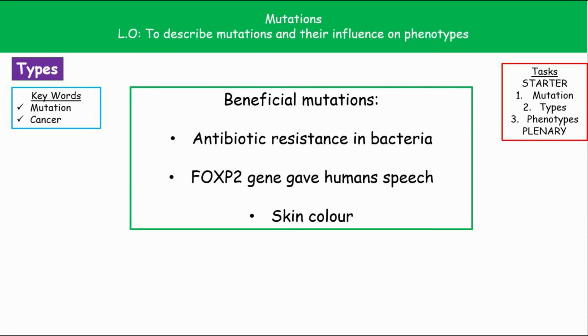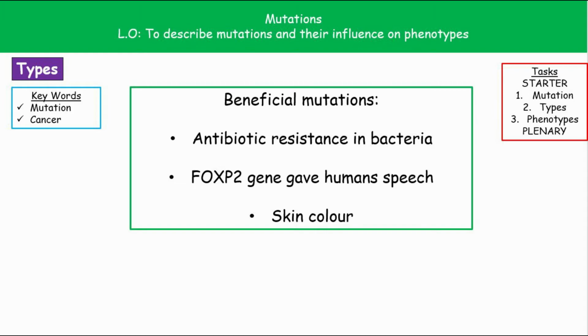The third type of mutation we've got are those that are beneficial. Now, if we consider one example that's not in humans first of all, so something that occurs in bacteria, we've got that mutation for antibiotic resistance. So that means that bacteria now won't be killed by the antibiotics that we take to get rid of them. So it's beneficial to the bacteria, not so much for us. Second one is the FOXP2 gene, and this was a mutation that allowed us to be able to speak. So if we hadn't had the mutation in the FOXP2 gene, we would not be speaking as we do today.